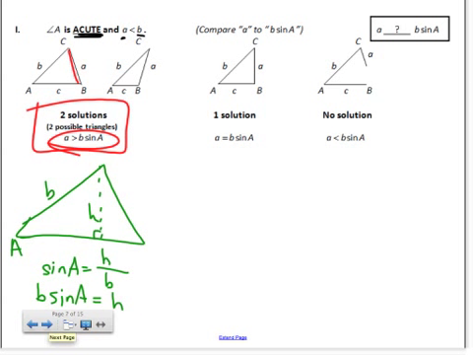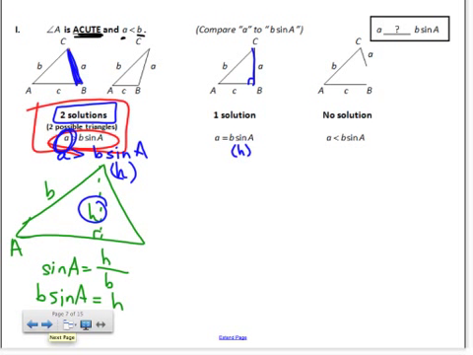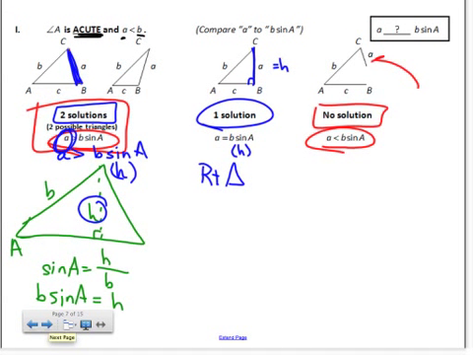And it turns out that if the side opposite your angle is bigger than B sine A, which is what would be the altitude, then you're going to get two solutions. Okay? If A is equal to B sine A, again, B sine A is the altitude, then you have one triangle. Why? It's a right triangle, because that thing that was dropped from C is actually perpendicular. And if A is less than B sine A, the altitude, you don't have a triangle at all. Notice, this is not even connecting.